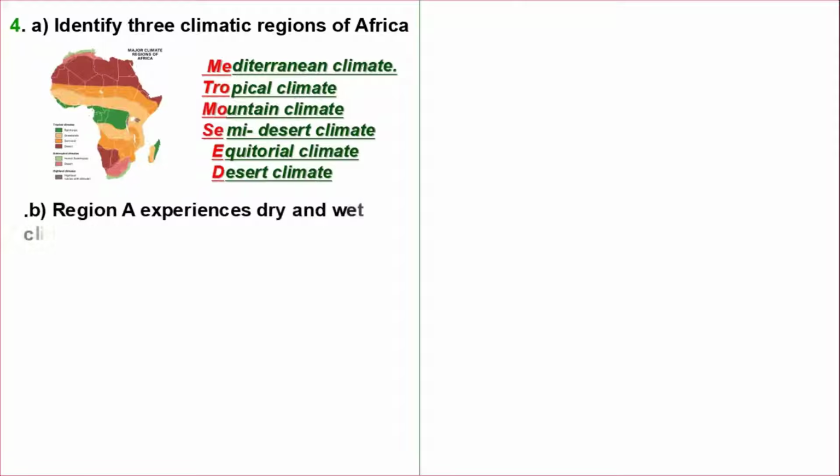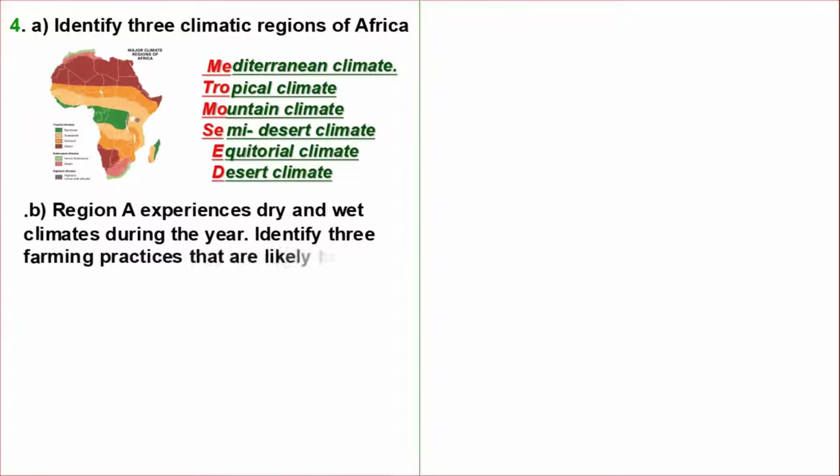Region A experiences dry and wet climates during the year. Identify 3 farming practices that are likely to be undertaken during the seasons. Remember, this is dry season and wet season. This question was brought in grade 4. So during dry season, what can people do? Or during wet season, what can the farmers in that area do?